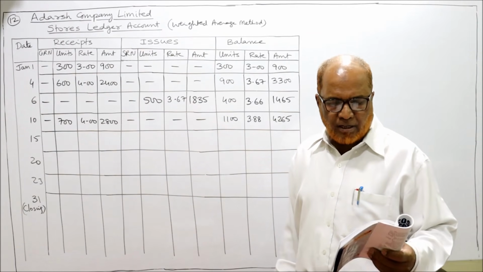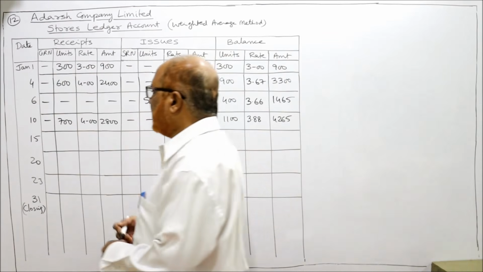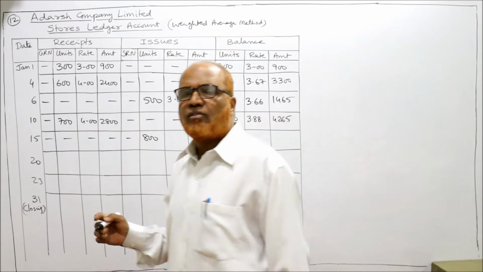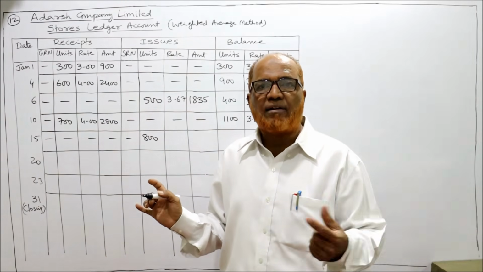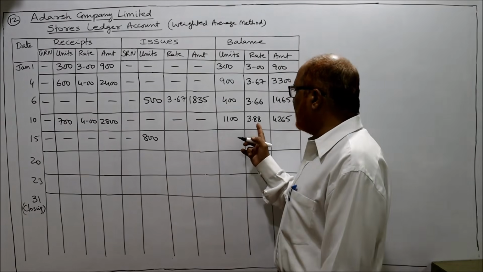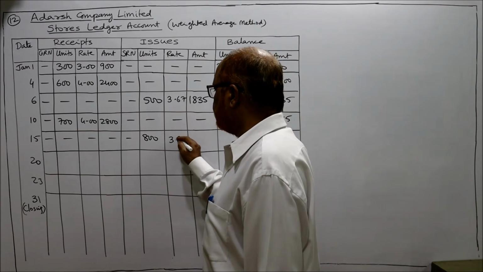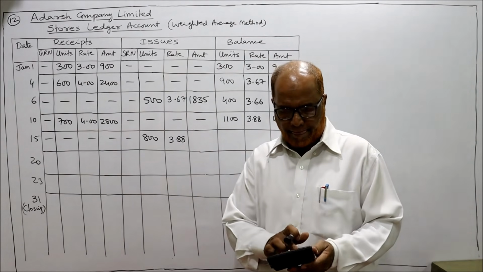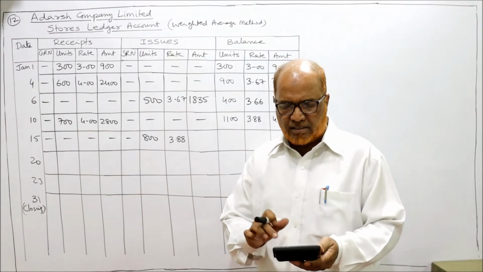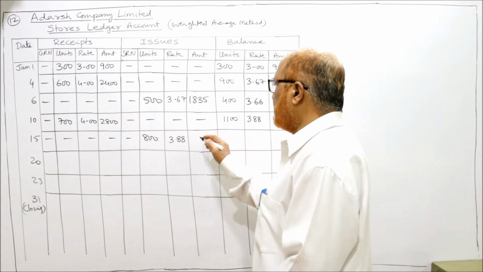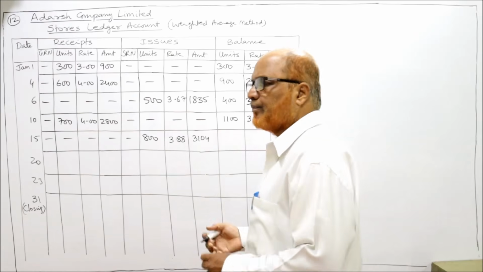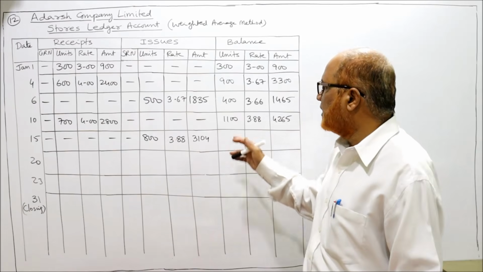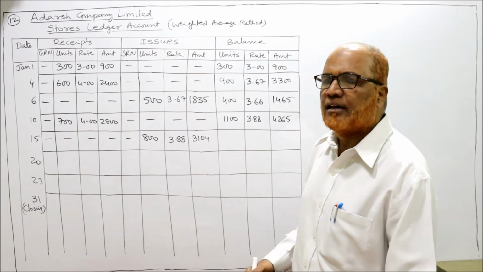Now the 15th one, issue of 800 units. At what price will the issue be made? The weighted average price in the balance. What is the weighted average price? 3.88. Now you multiply 800 into 3.88. It comes to 3104. Take 3104 as issued. Now we subtract. When we issue, we subtract. 1100 minus 800, you will get 300.